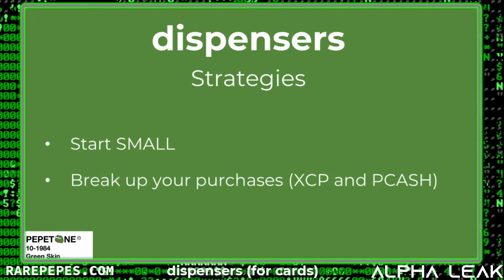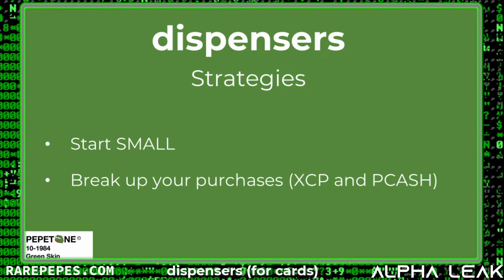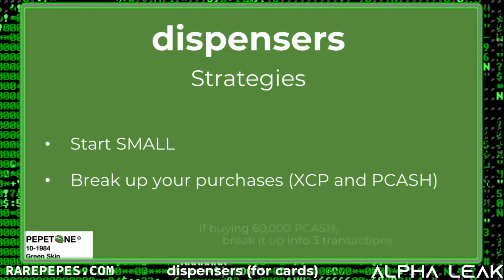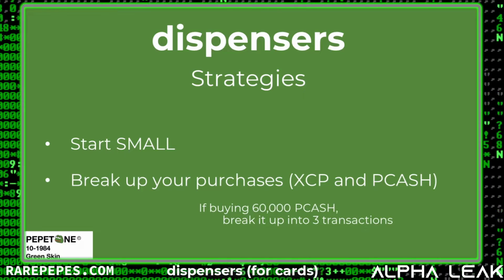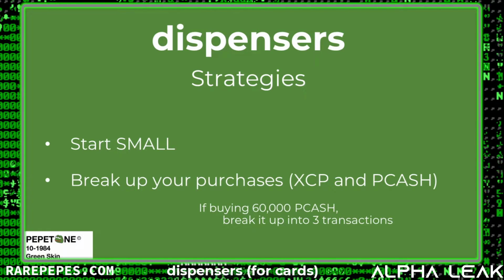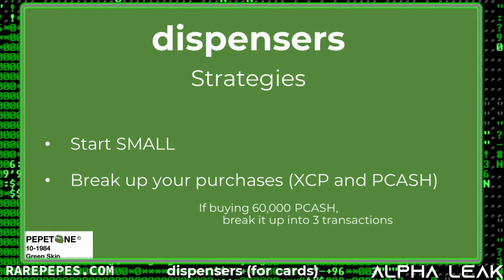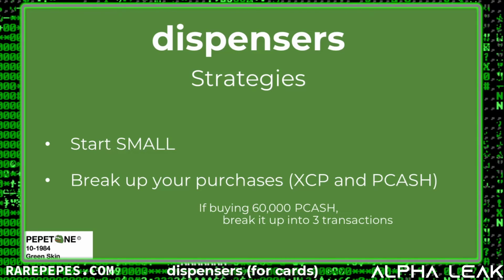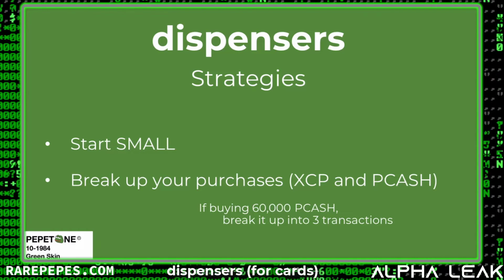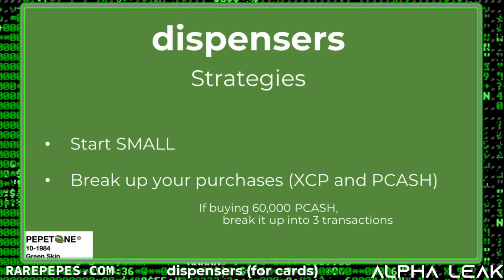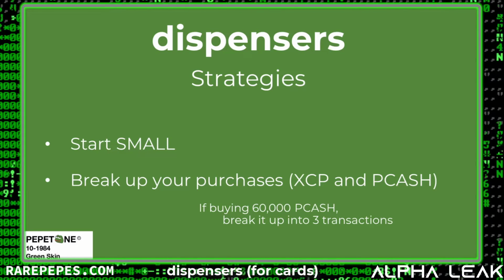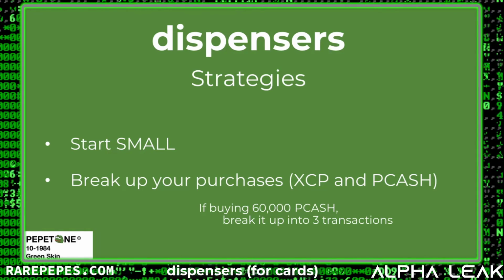And if you're purchasing XCP or Pepe Cash, maybe consider breaking up your purchases. So for example, if you were going to try to buy 60,000 P Cash, maybe instead of purchasing that all in one single transaction, break it up into 3 different transactions. That way, if one of them goes bad, you still have the 40,000 P Cash from the other 2 transactions. So these are just strategies that you can use.